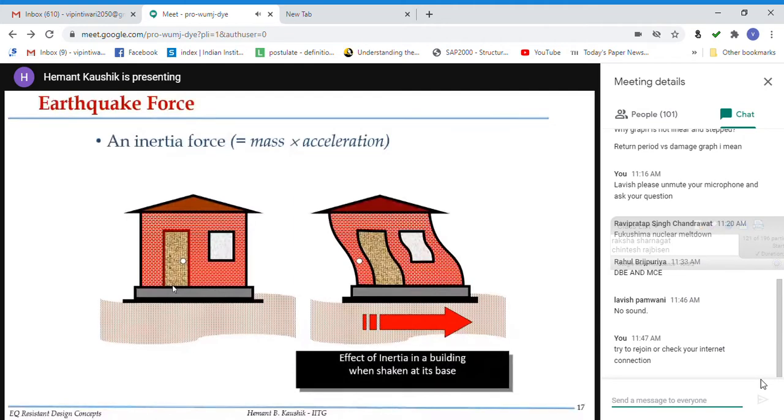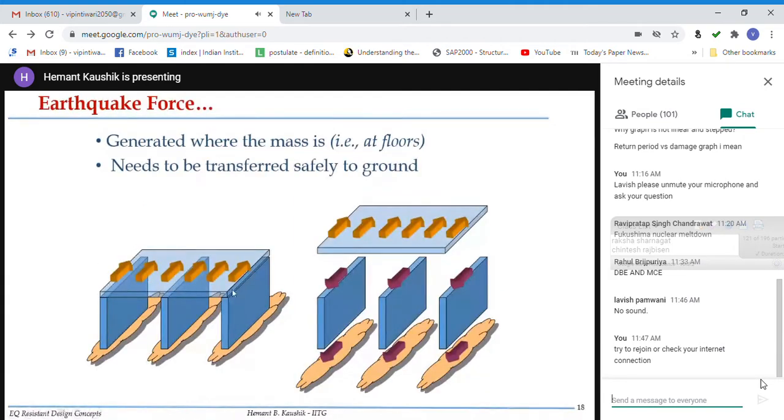You have majority of the mass, and so when the acceleration acts, the forces are also generated at these levels, wherever you have masses, right? So higher mass at a level means higher inertial force at that level with the same acceleration. When these forces are acting at this level where there is a mass, these forces are transferred to the members which transfer this force to the foundation. So that is the manner in which these forces are transferred to different elements and finally to the ground.